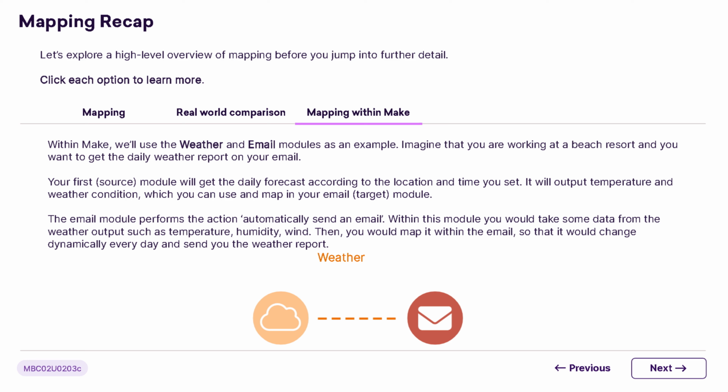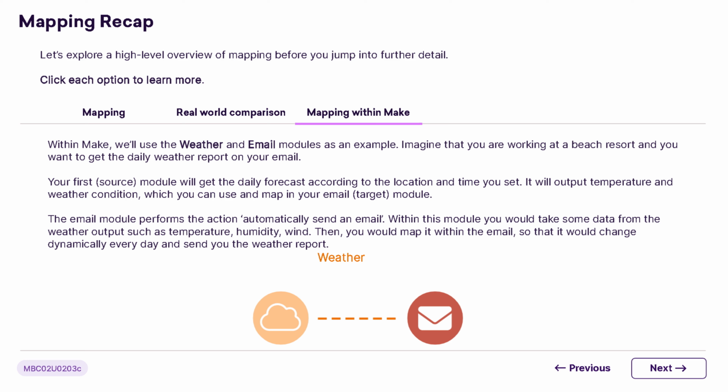The weather module acts as your source, pulling in the daily forecast based on your specified location and time. This data includes key details like temperature and weather conditions. Once this information is gathered, it's prepared for mapping into the next step.